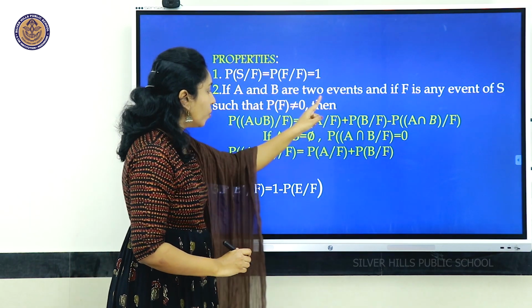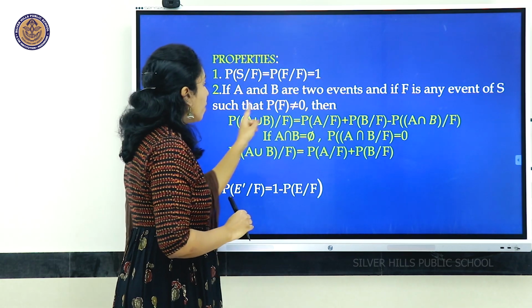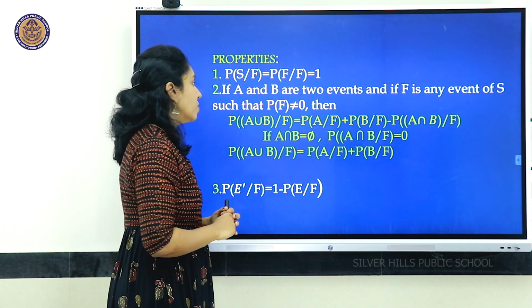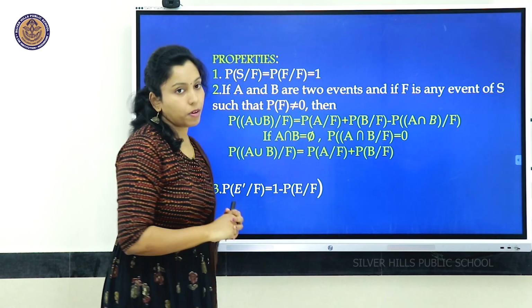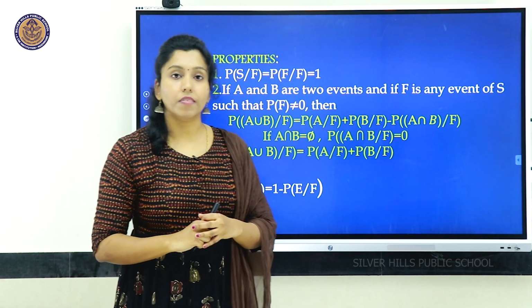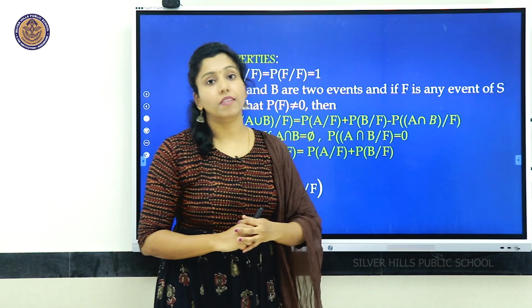If A and B are two events and if F is any event of S such that probability of F is not equal to 0, then P of A union B given F is equal to P of A given F plus P of B given F minus P of A intersection B given F.